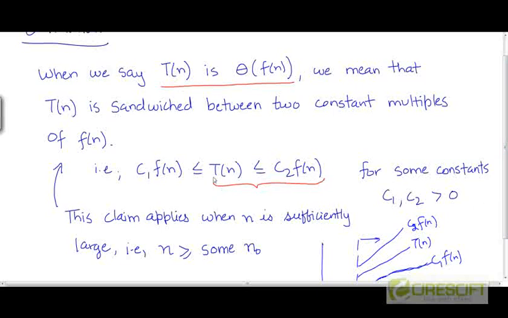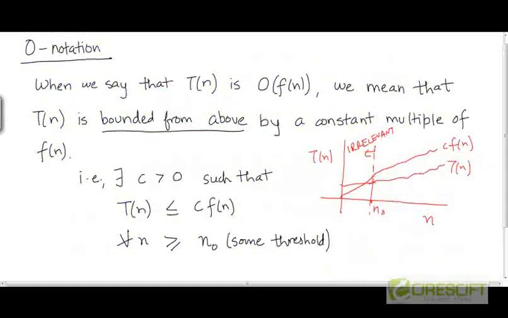For the theta notation, we had a stronger claim. The stronger claim was that there exist two constants, C1 and C2, such that T of n is bounded from above by C2 times f of n, and it is also bounded from below by C1 times f of n. In the big O notation, we are not talking about any lower bound on T of n. We are only talking about the upper bound. And we are saying that for T of n to be big O of f of n, T of n needs to be bounded from above by a constant multiple of f of n.